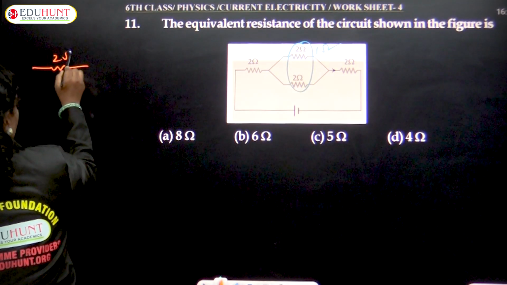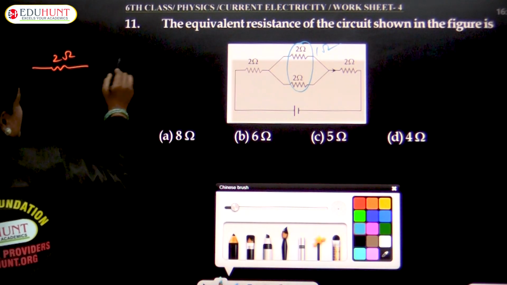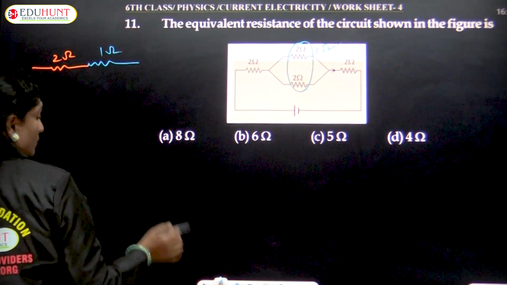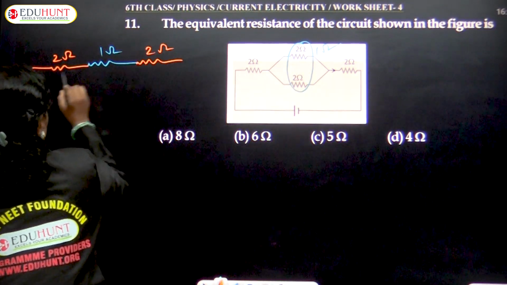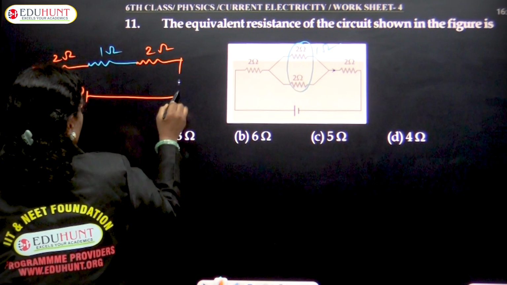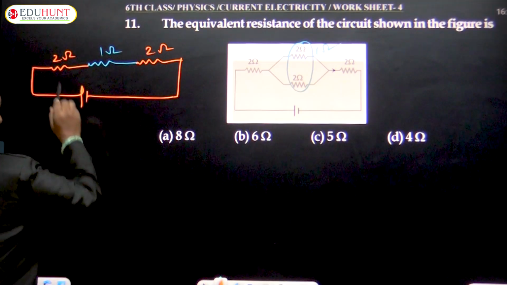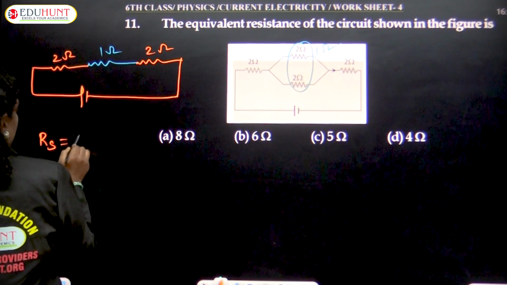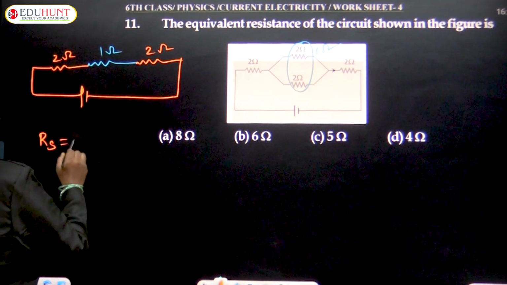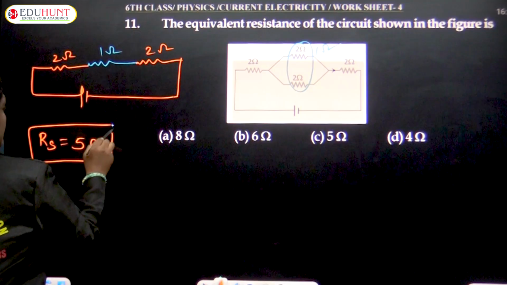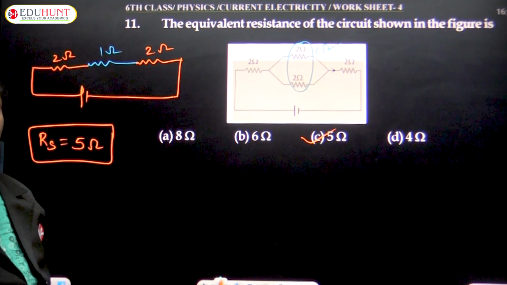This is 2 ohm, in the middle part we have 2 and 2, equivalent resistance we got as 1 ohm, and the last one as 2 ohm. Together they are connected to a battery. So all the three are connected in series combination, and in series combination the effective resistance is the combined effect of this, 2 plus 1 plus 2, which is 5 ohm. So what is the equivalent resistance? The equivalent resistance of the given circuit is found to be 5 ohm.